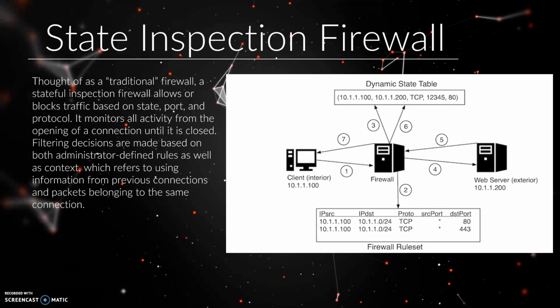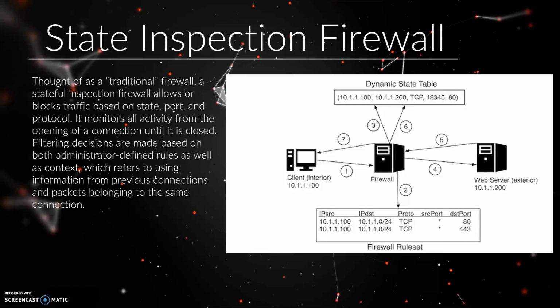So for stateful inspection firewall, thought of as a traditional firewall, a stateful inspection firewall allows or blocks traffic based on state, port, and protocol. It monitors all activity from the opening of a connection until it is closed. Filtering decisions are made based on both administrator-defined rules as well as context, which refers to using information from previous connections and packets belonging to the same connection.